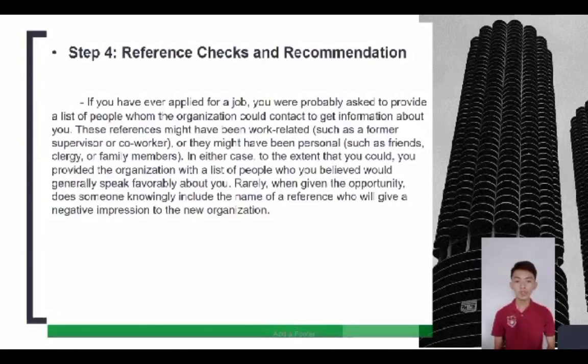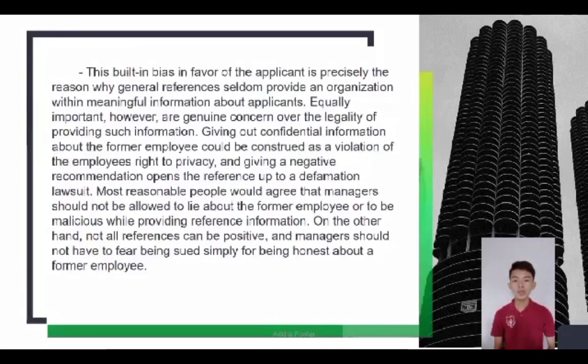Fairly, when you're given the opportunity, does someone knowingly include the name of a reference who will give a negative impression to the new organization? This built-in bias in favor of applicants is precisely the reason why general references seldom provide an organization with meaningful information about applicants. Equally important, however, is genuine concern over the legality of providing such information.